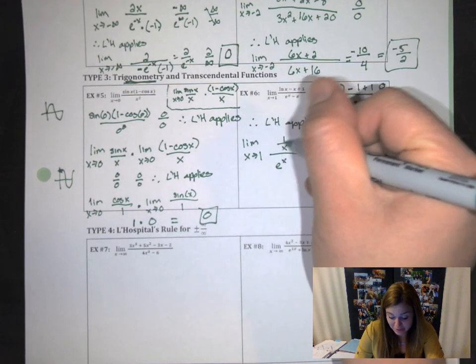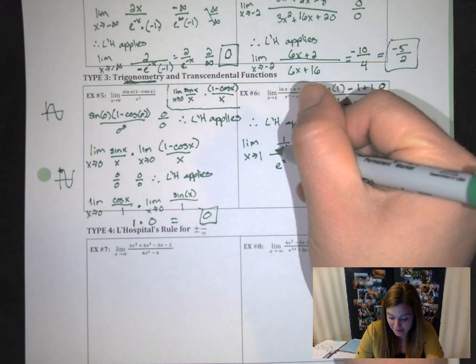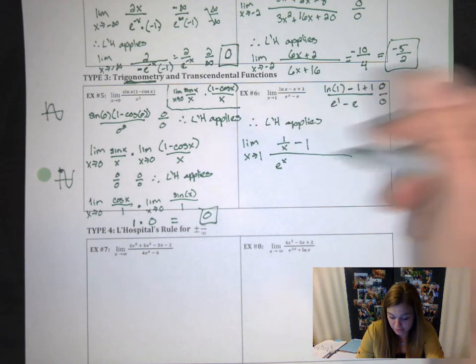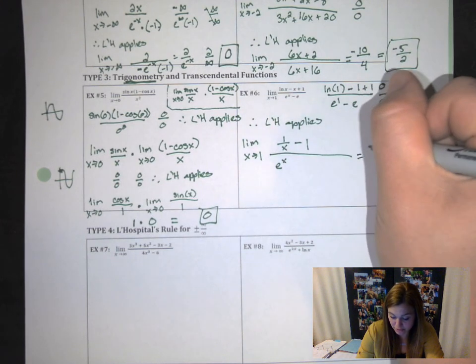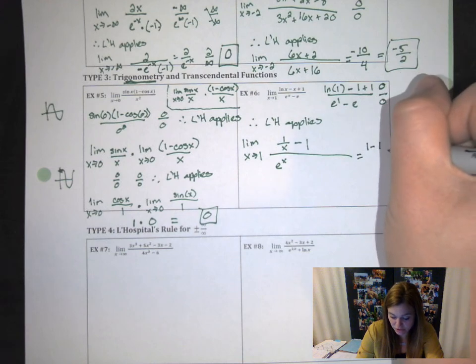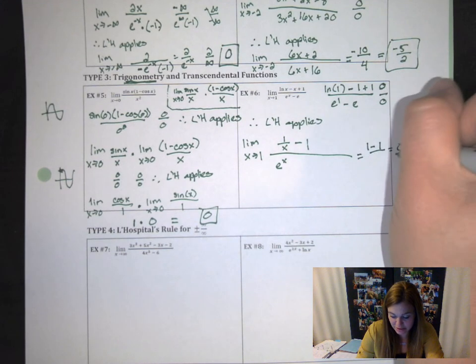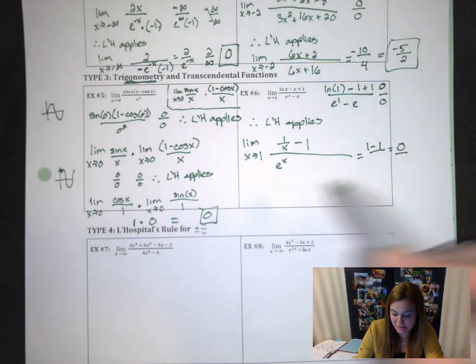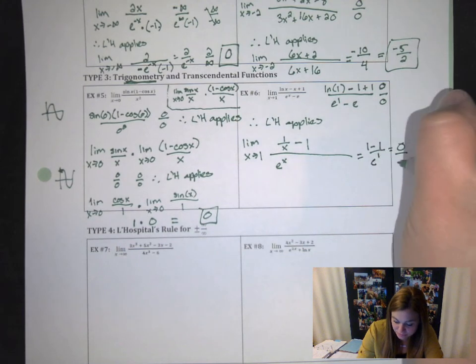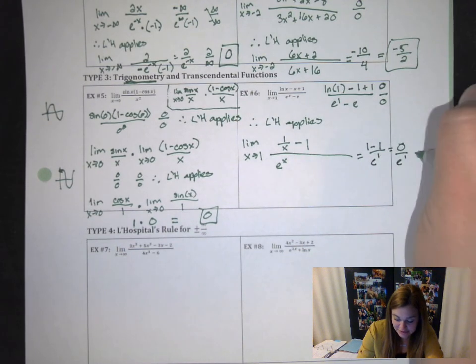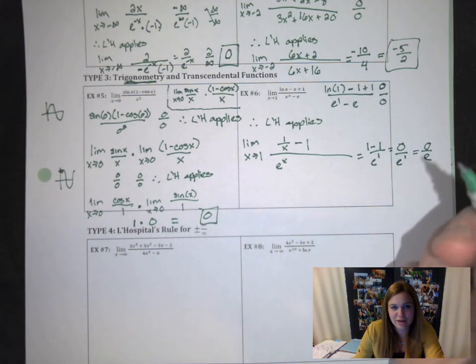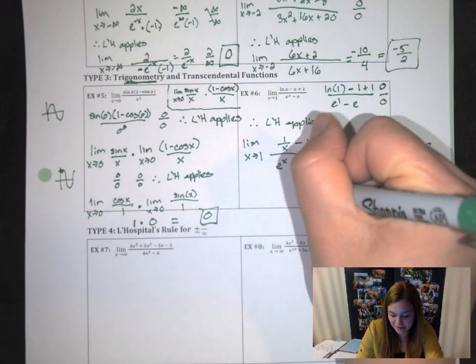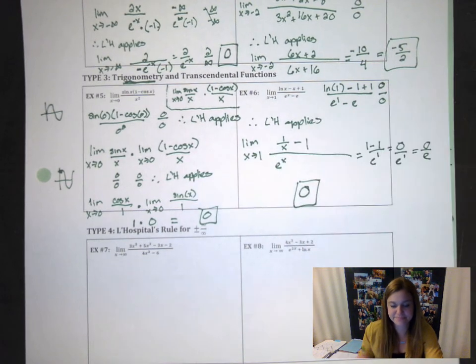Now I'm going to try substituting. So I can see that I get 1 over 1, which would be 1, minus 1, which is 0. But I put an equal sign, I kind of jumped ahead of myself, because e to the first power is just e. So I have 0 divided by e. 0 divided by anything is still 0.